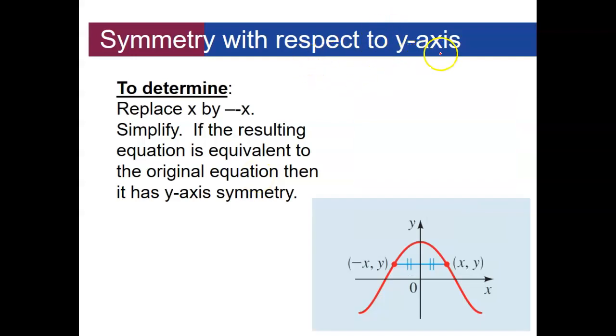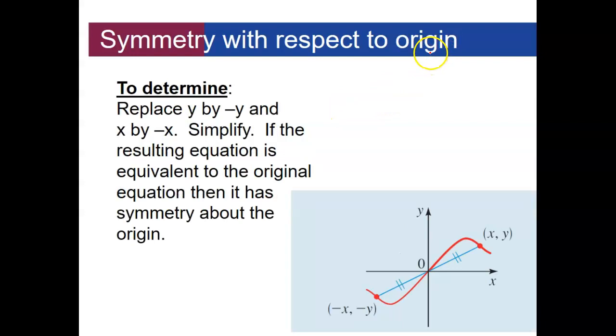Moving on, with respect to the y-axis, it's going to be a mirror image along this y-axis here, and if you replace x with negative x and simplify, then the resulting equation would be equivalent to the original equation. Next, symmetry with respect to the origin. This is more like a 180-degree spin. If you took this and spun it around the origin, it's going to end up over here. So we find this by doing 2 replacements. We replace y with negative y and x with negative x, and then we simplify, and then finally we check to see if it's equivalent to the original equation. If that's true, then it has symmetry about the origin.